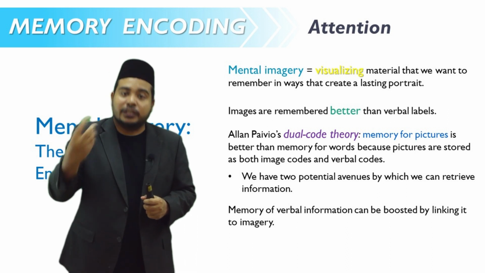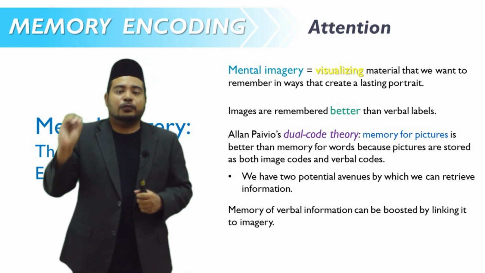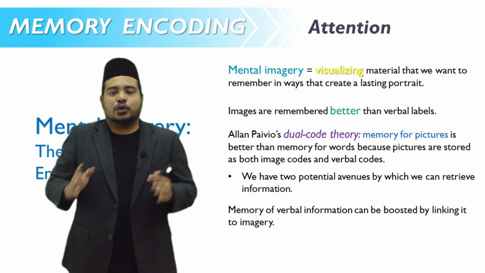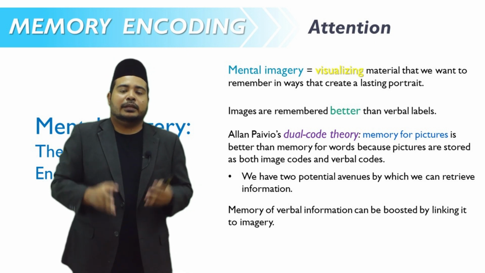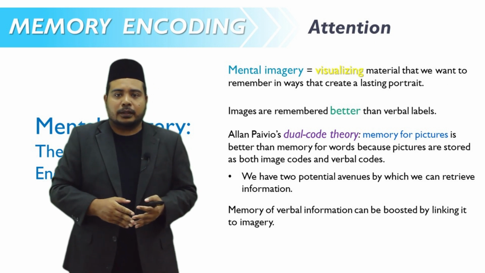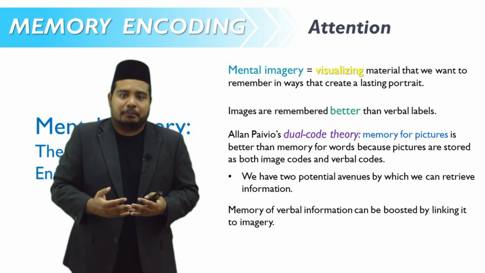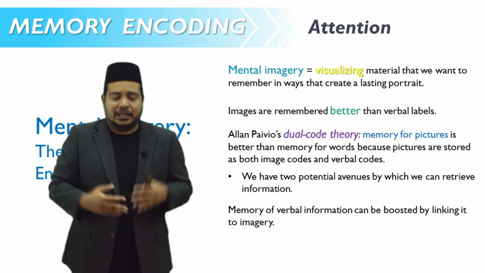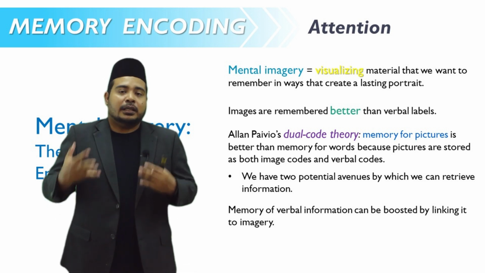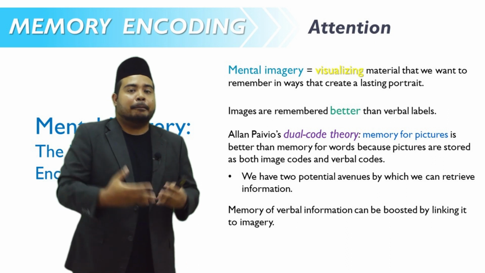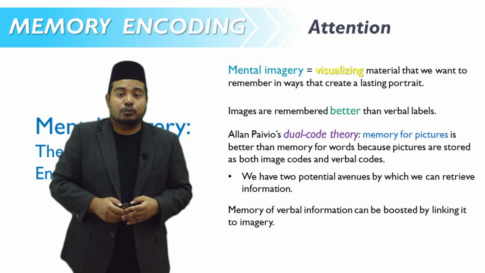This is because we have to name them, we have to call them something. That is why we store pictures in both codes, as compared to verbal information, which we store in only one form. Memory of verbal information can be boosted by linking it to imagery. That's why we are asked to use mental imagery in order to remember new information in a more effective way.